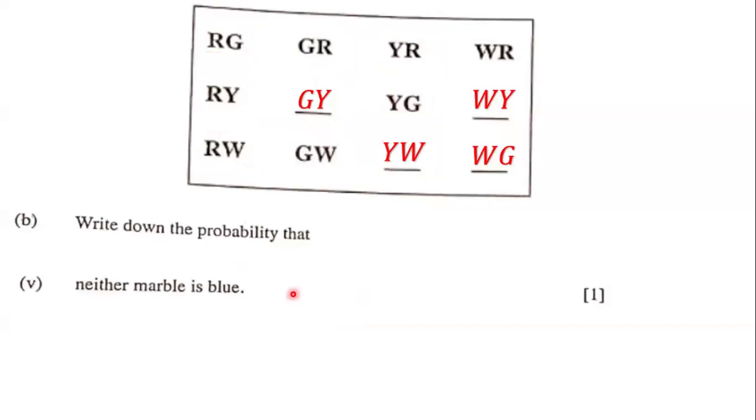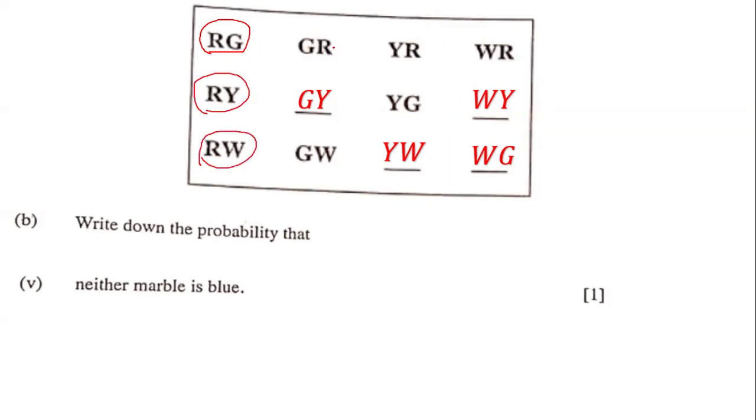Now it says, write down the probability that neither marble is blue, that no marble is blue, right? So what is the probability that no marble is blue? Do we even have blue marbles? So we want to write down the probability that no marble is blue. Well, it happens here. So how many times does that happen? This marble is red, this marble is green. So none of them are blue. This marble is red, this marble is yellow. So none of them are blue. This marble is red, this marble is W. So none of them are blue.